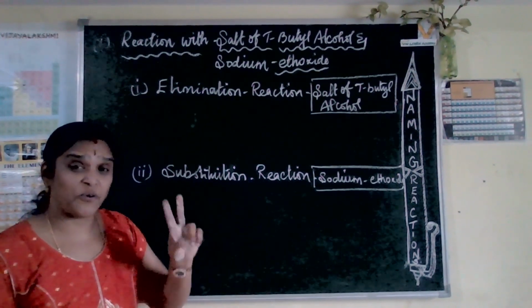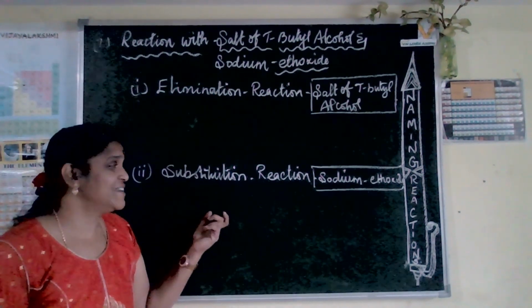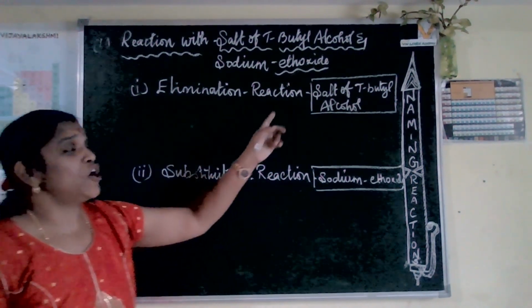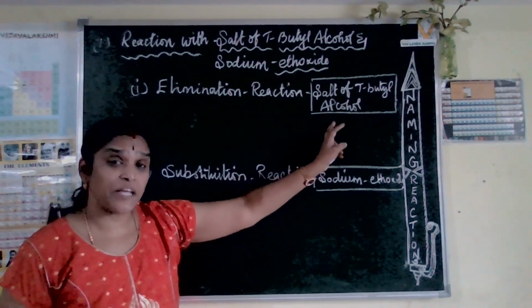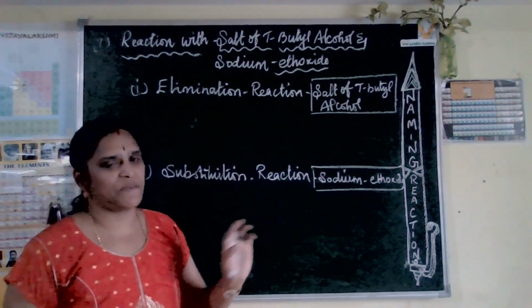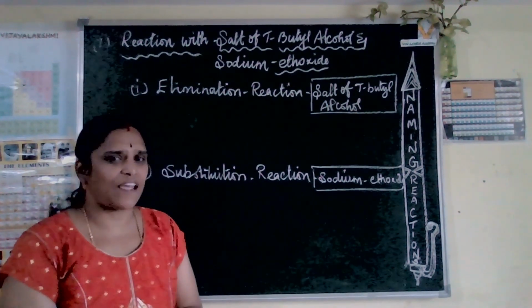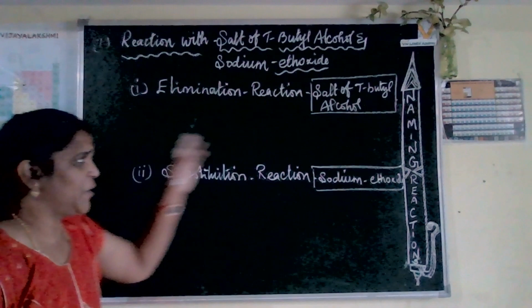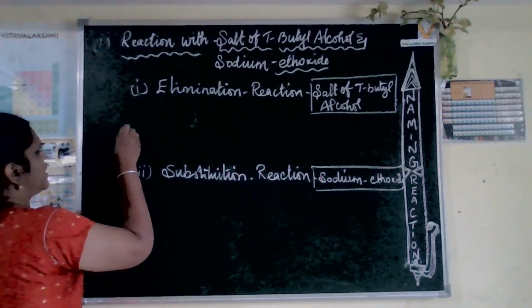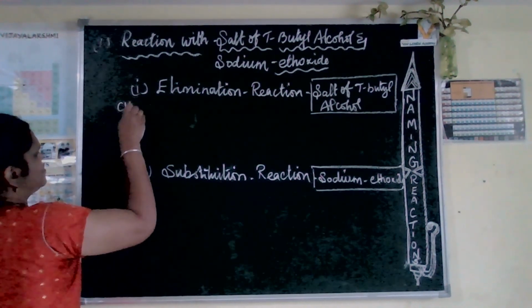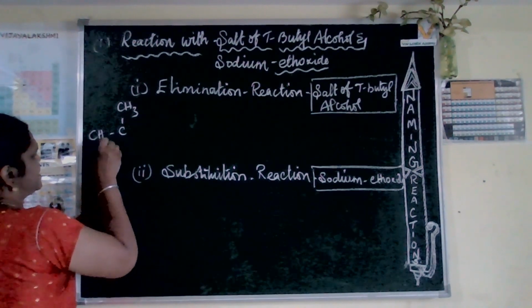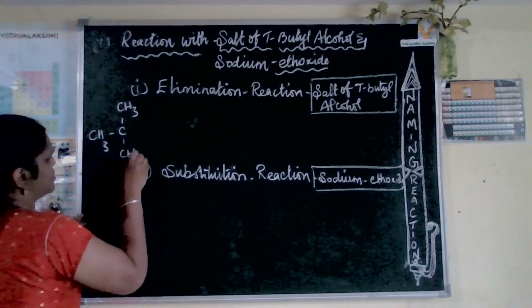Now, one more two-in-one process, that is elimination and substitution. Here, the salt of tertiary butyl alcohol, sodium tertiary butoxide, reacts with a haloalkane. Both are similar, but what are the products? Only the haloalkane is going to react. Okay, let us go for the tertiary butyl: a carbon connected with three CH3, CH3 and CH3, of course.